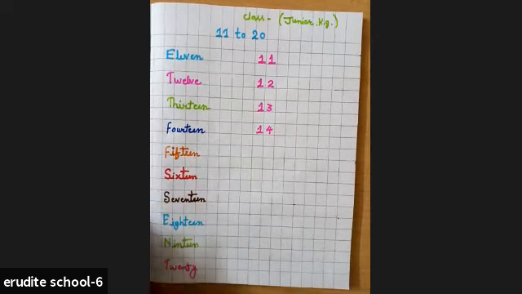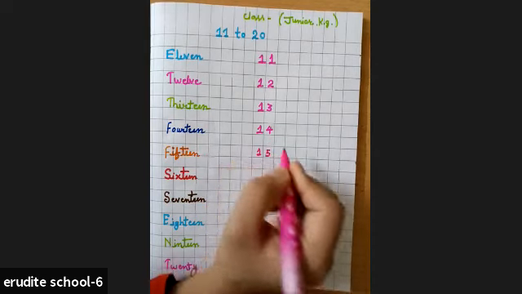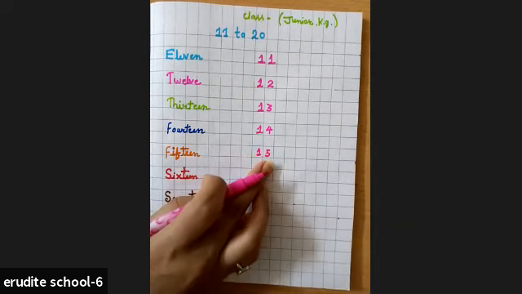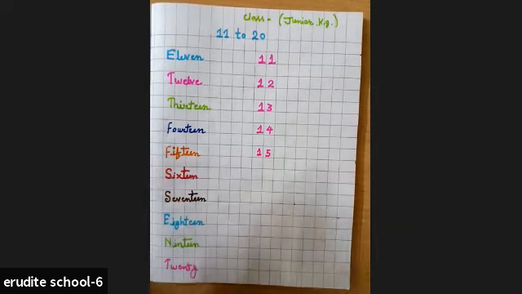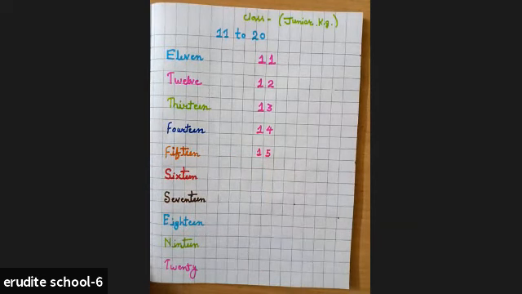Yes. And now 15. So 1 and 5, 15. Spelling of 15. F I F T E E N. 15. You speak with me, beta. 15. Okay.